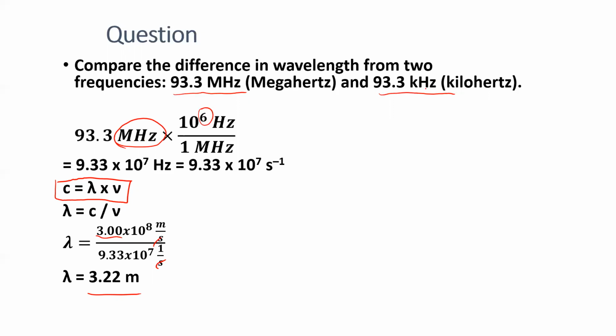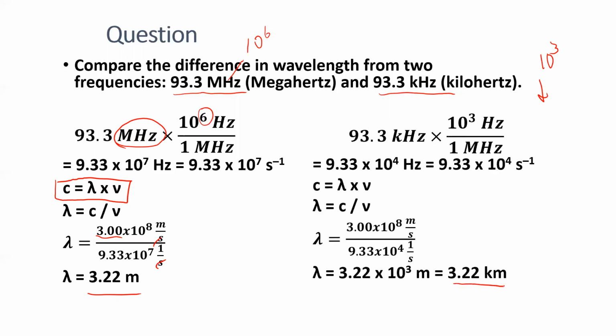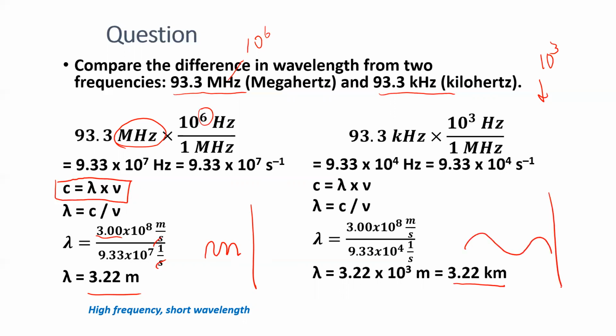When I look at kilohertz, a kilo is 10 to the 3 versus mega 10 to the 6. So if I have a smaller frequency, what should happen to the wavelength? Well, I get 3.22, but now it's in kilometers. So what does that show me? Higher frequencies have shorter wavelengths, or you can think of it as a shorter wavelength is going to have more cycles pass a reference point per second than a longer wavelength.